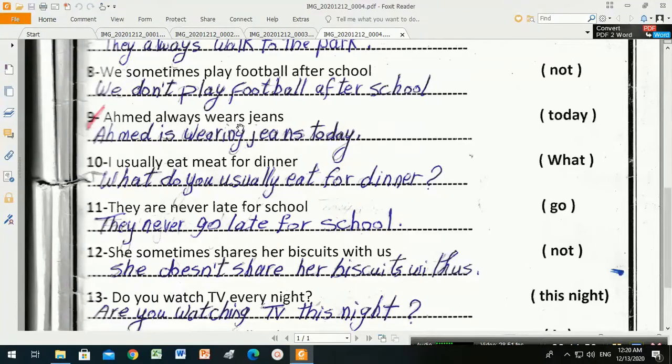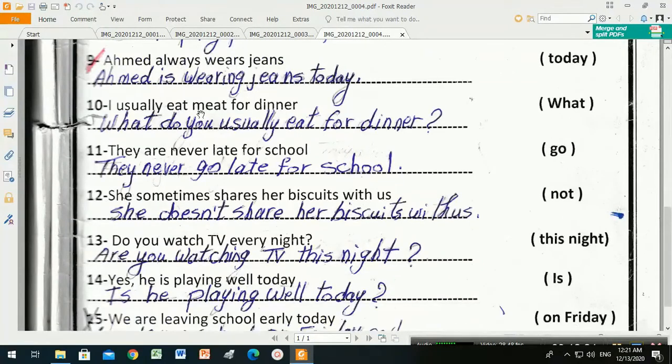Ahmed always wears jeans. And between brackets, today means we want to change this sentence into, yes, present continuous. And present continuous, what's the meaning of present continuous? Am, is, are plus the verb plus ing. And Ahmed takes is, yes, very good. And we will remove always and s. Okay, we will put ing to the verb. It becomes Ahmed is wearing jeans today.